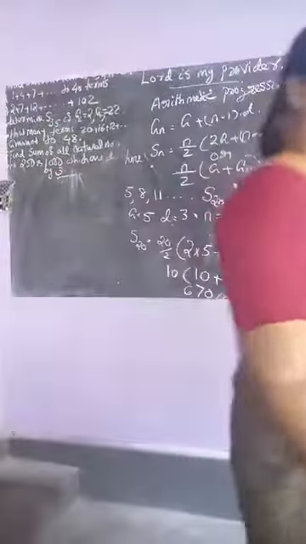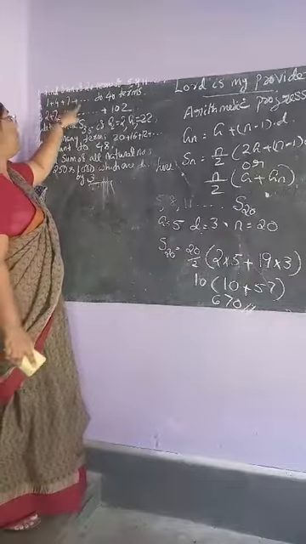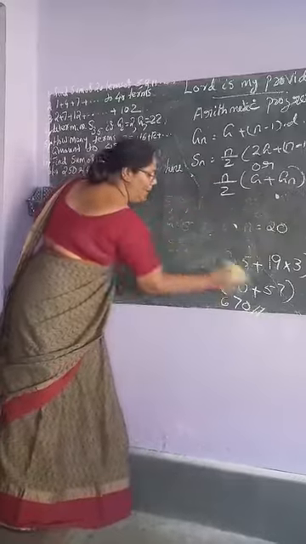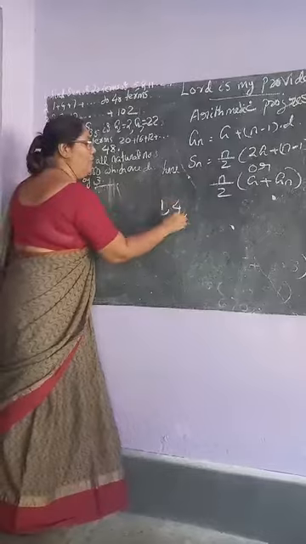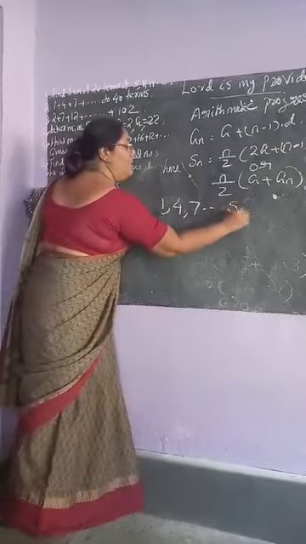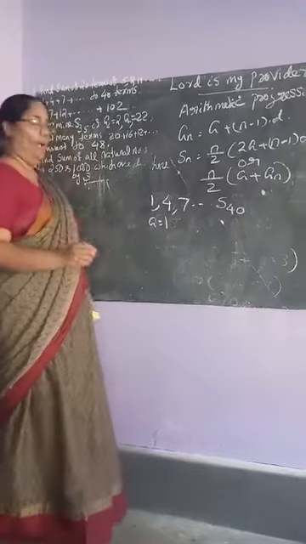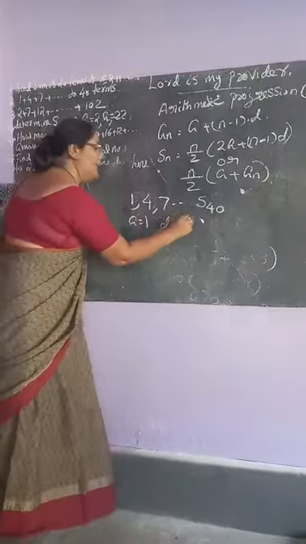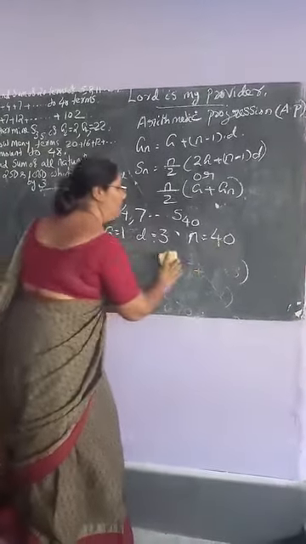Then the next question is the same type. 1 plus 4 plus 7 plus etc. to 40 terms. That is also an arithmetic progression. Here the sequence is 1, 4, 7, etc. to 40 terms, which means find S40. Then what is a here? A is equal to 1 and d is equal to 4 minus 1. 4 minus 1 is 3. And S40 means n is equal to 40.